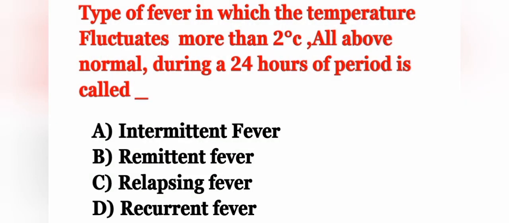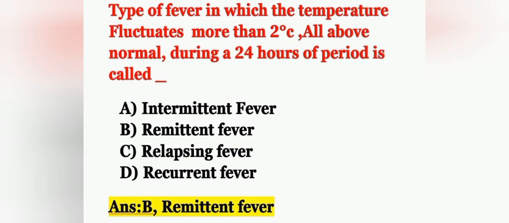The next question, type of fever in which the temperature fluctuates more than 2 degrees Celsius or above normal during a 24 hours of period is called. Options, option A intermittent fever, option B remittent fever, option C relapsing fever, option D recurrent fever. Here the temperature fluctuation is more than 2 degrees Celsius. So the correct answer is it is remittent fever. Option B is the correct answer.